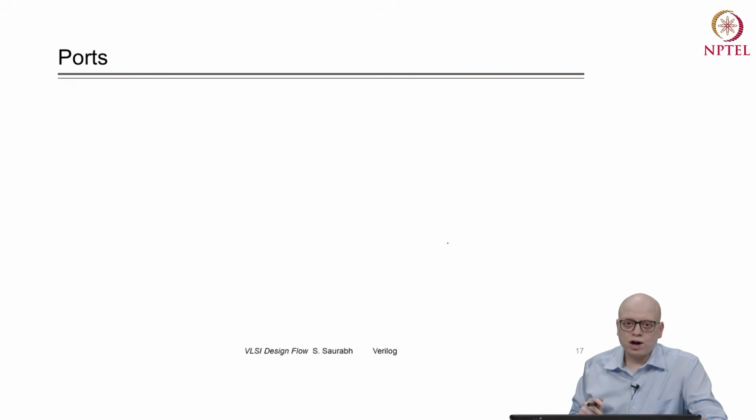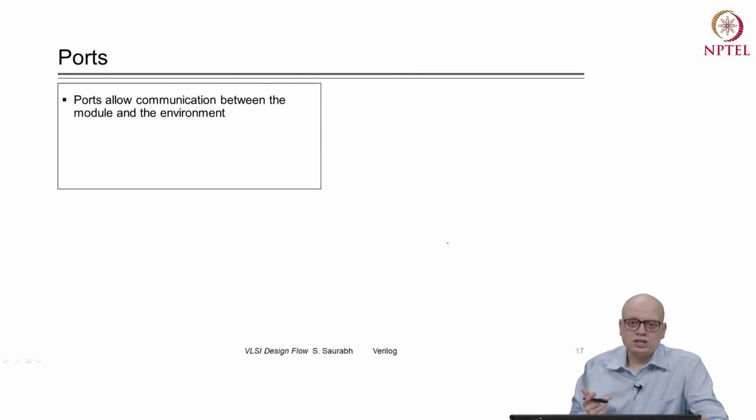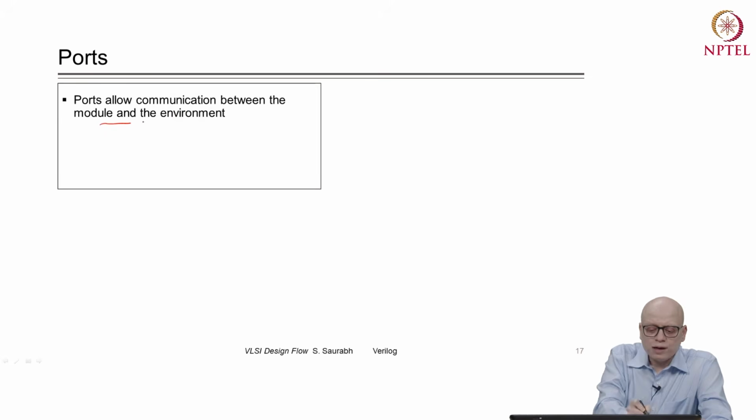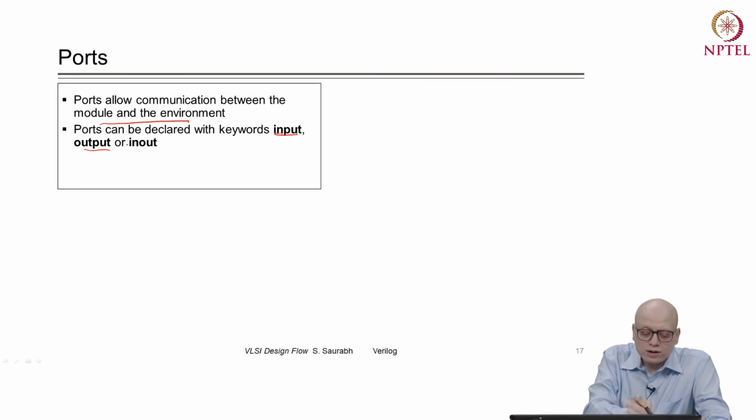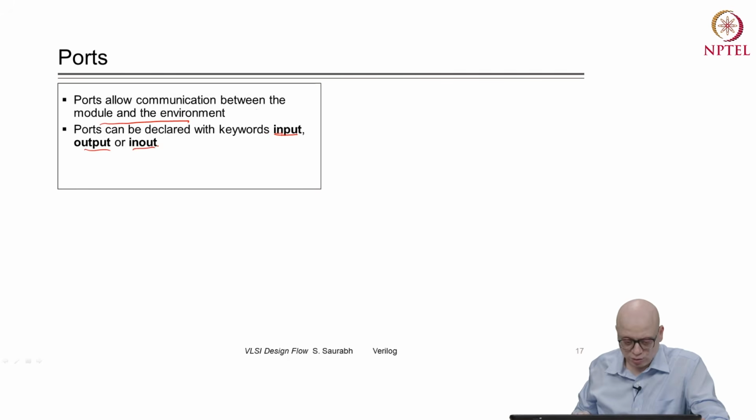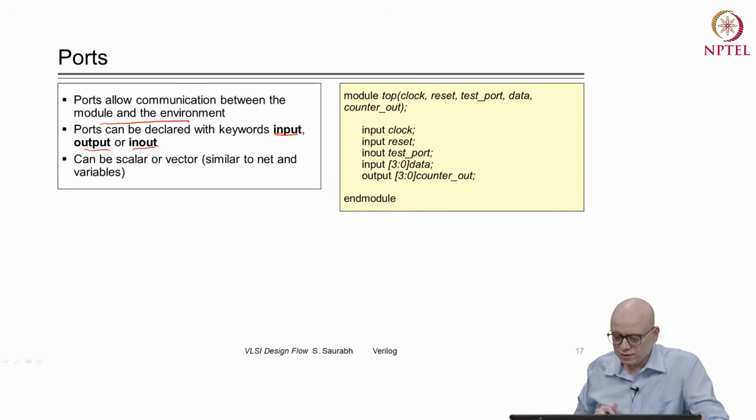Now, let us look at how we can define ports in a module using Verilog. So, ports are basically the interfaces of a module, and they allow communication between the module and the environment. Ports can be declared with the keywords input, output and inout in a Verilog module. They can be scalar or vector, similar to net and reg. So, for example, in this case we are saying that there is a module top and the ports are defined and their directions are defined here. Some are scalar ports and some are vectors.